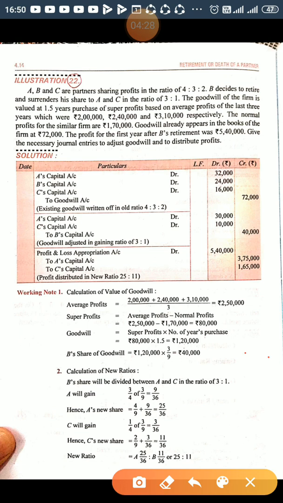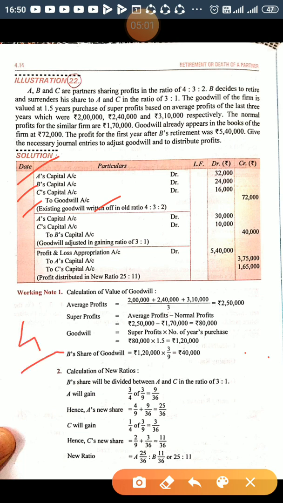So first of all, existing goodwill should be written off among all the partners. All partners means including the retiring partner, because he is also an old partner. So goodwill will be written off among A, B, C in the ratio of 4:3:2. A's capital account debited, B's capital account debited, C's capital account debited to goodwill account, that is 72,000, in the ratio of 4:3:2. So we will check.